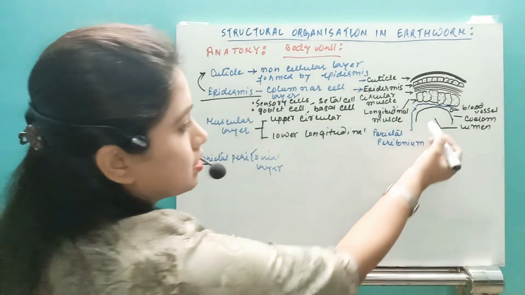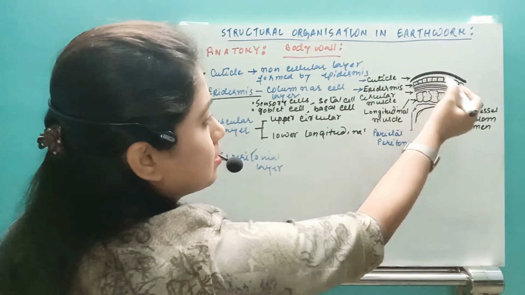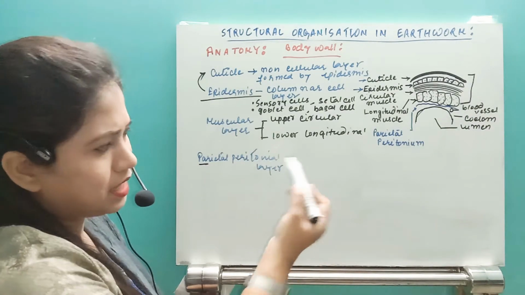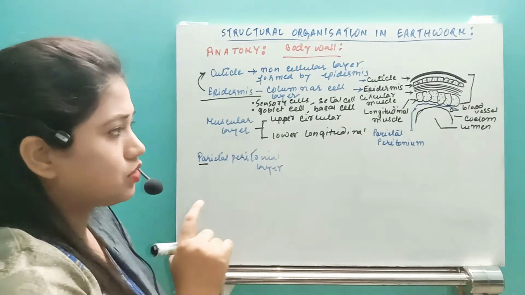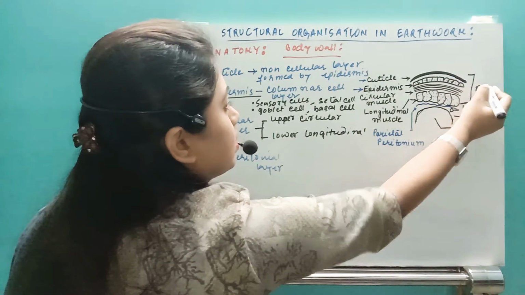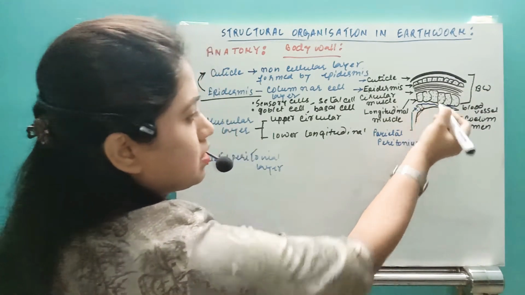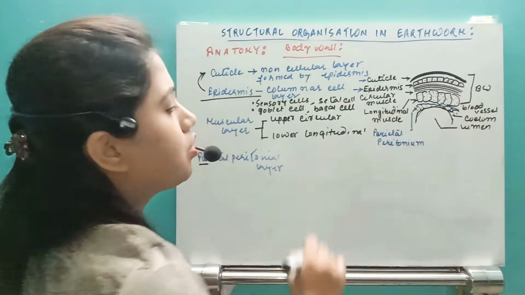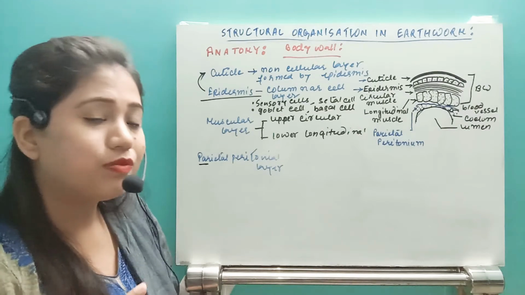Okay, so this is the gut, and this is the body wall. So up to the longitudinal muscle, up to the parietal peritoneum, this is the body wall, right? In between these two, that means this space, I'm making a dot here. This will be the coelom.